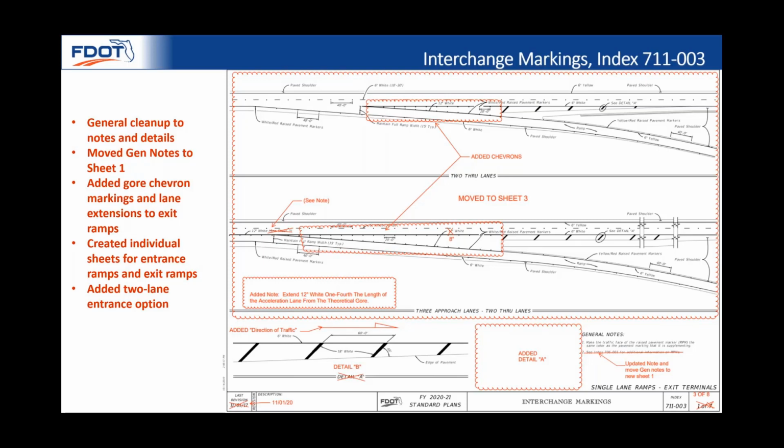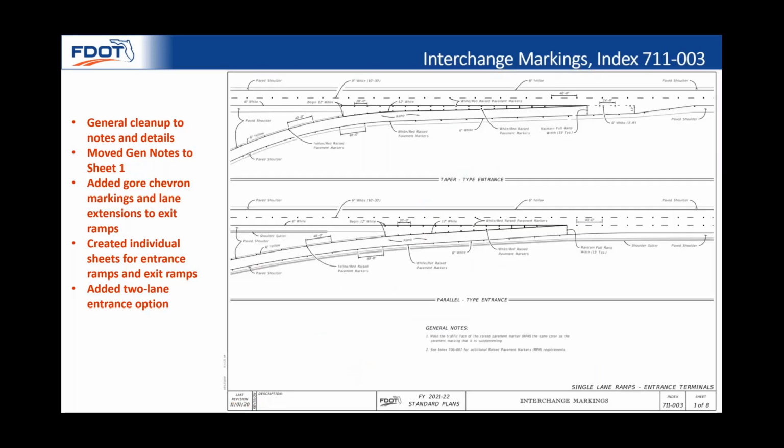The chevrons were previously in an older version of this index, but were removed a few years ago. After coordination, the traffic office decided that these should be added back to the exit ramps. As you can see, we moved all the general notes to sheet 1 to stay consistent with the other indexes. We also created individual sheets for entrance ramps and exit ramps.